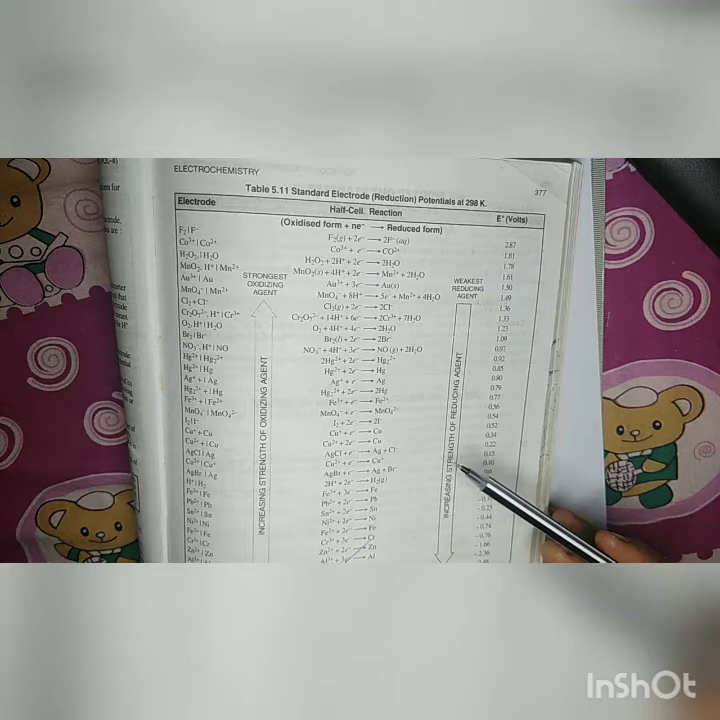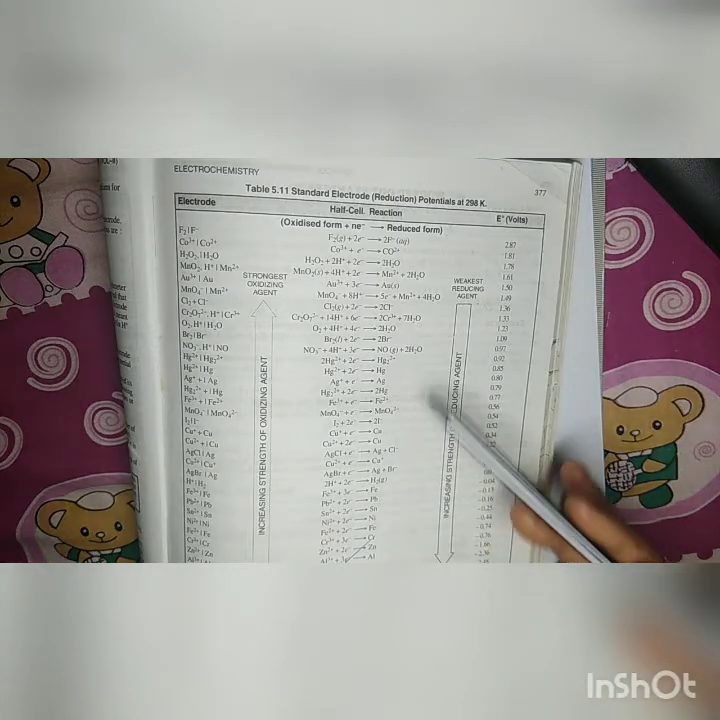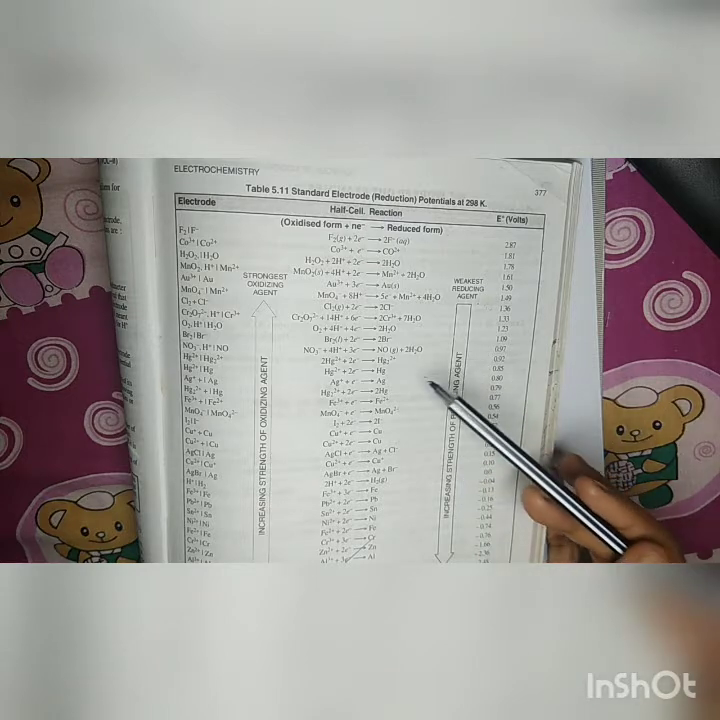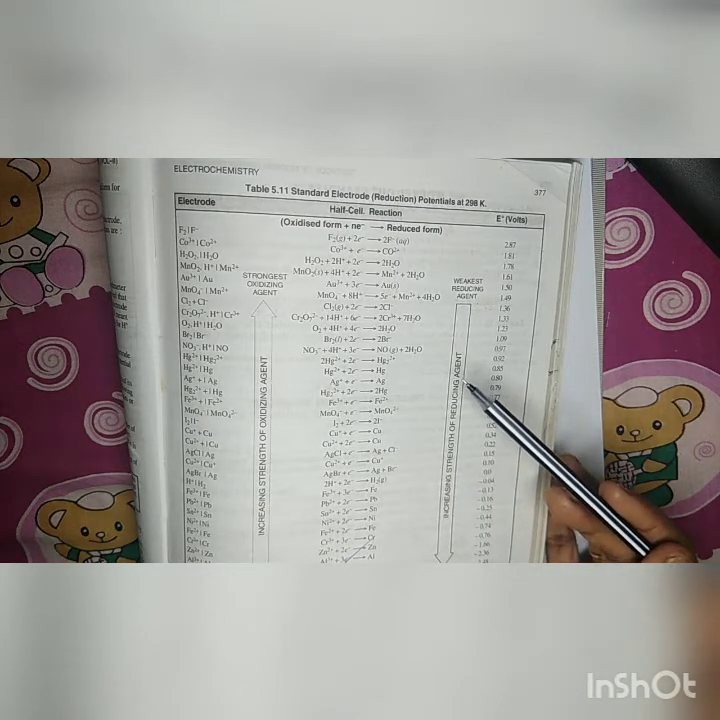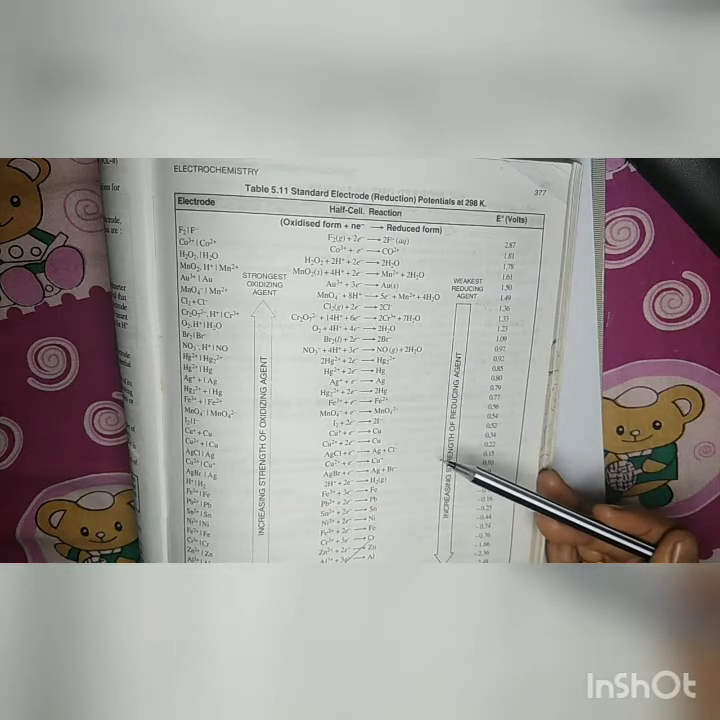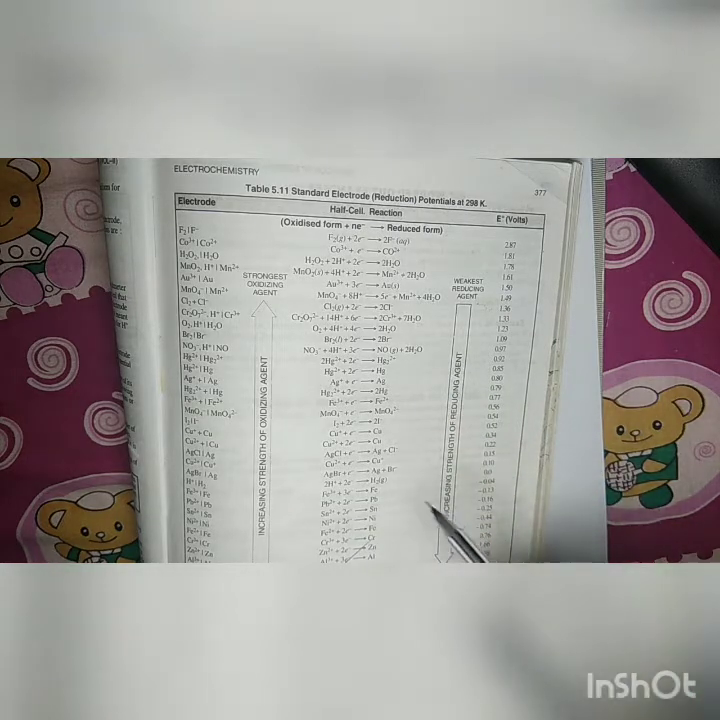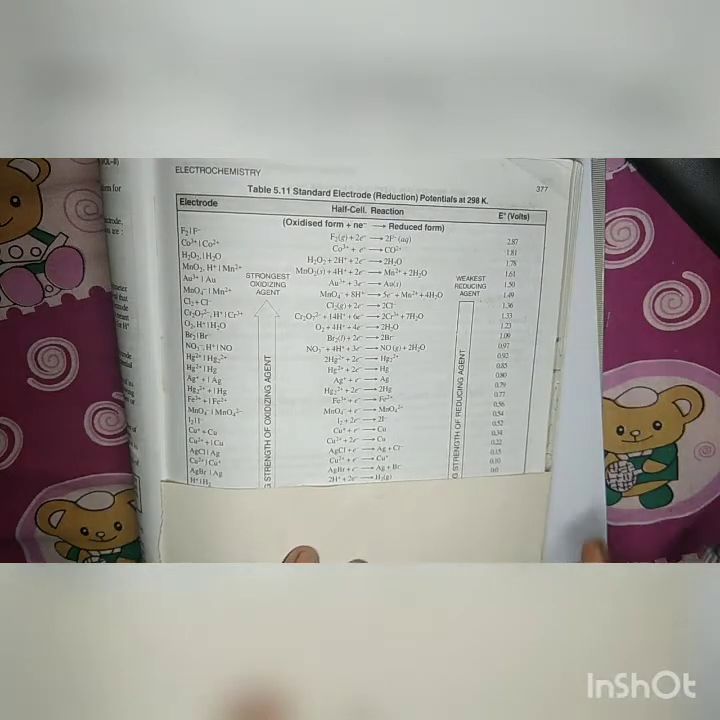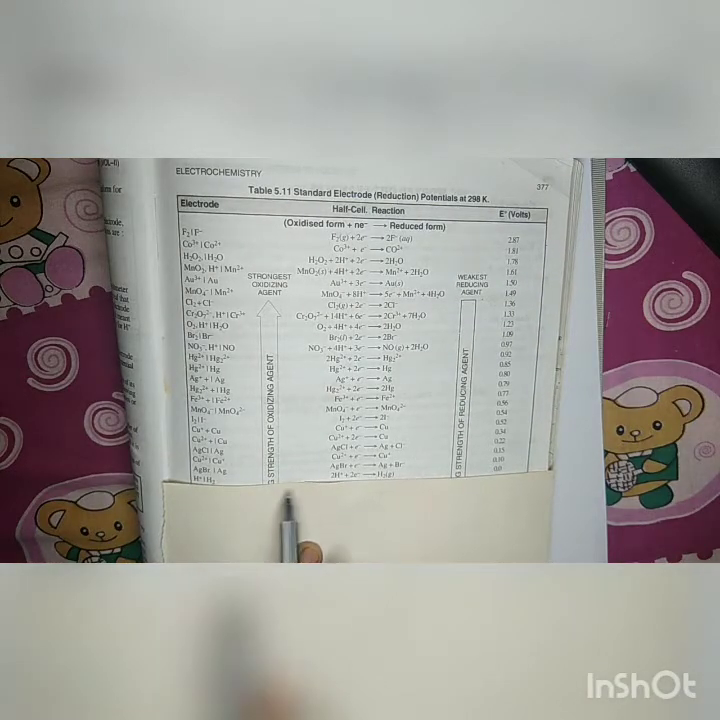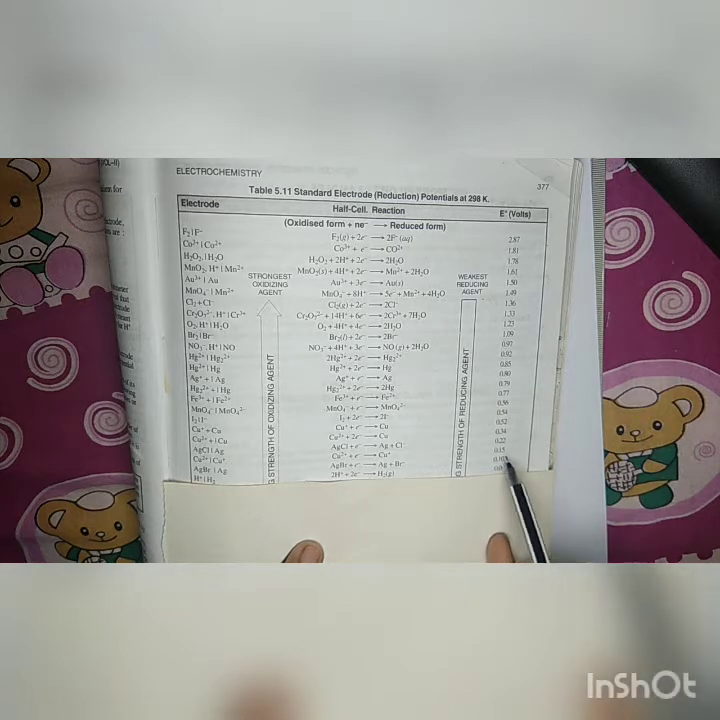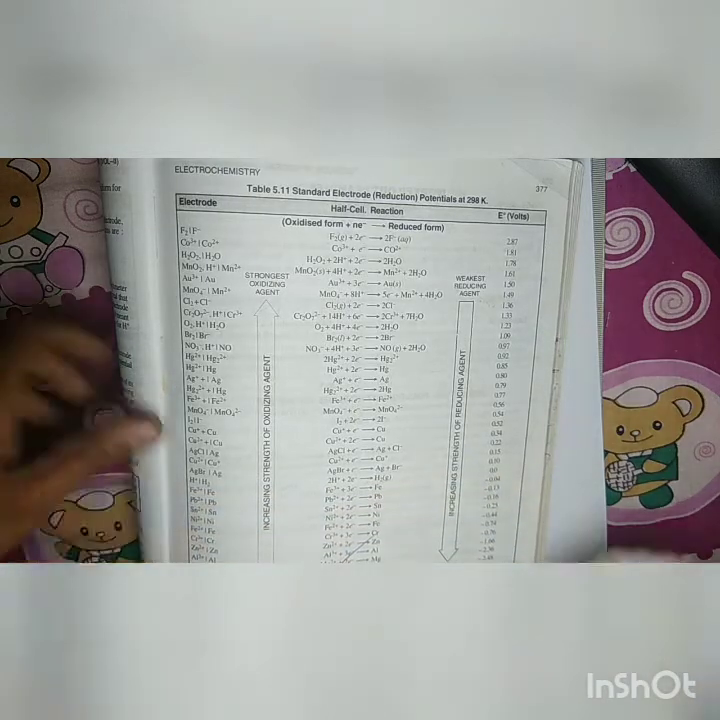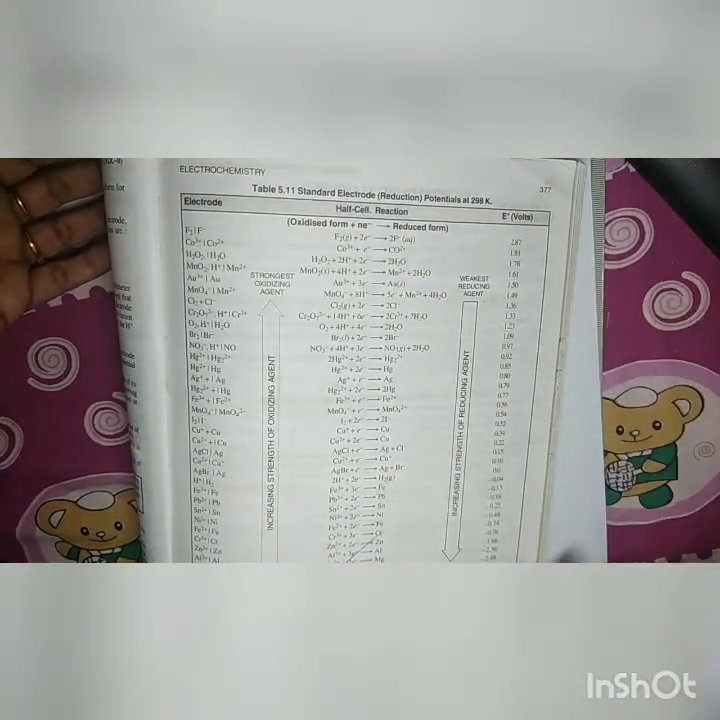But let me be very clear that you need not remember this entire electrochemical series. The numerical values will be given to you. You only need to remember the utility of the electrochemical series. It is the series of reduction potential values in which hydrogen is in the center. Above hydrogen, higher electrode potential values are on the top and lower values are on the bottom. Now I am going to the utility area of the electrochemical series.